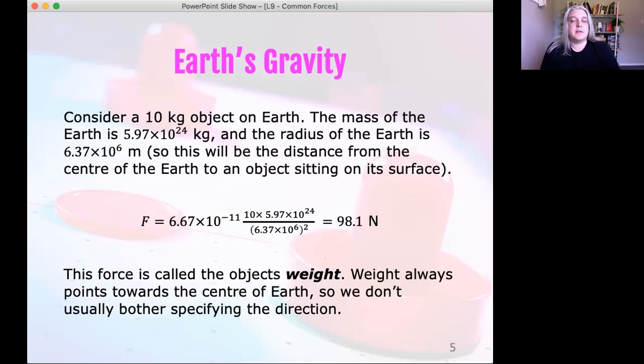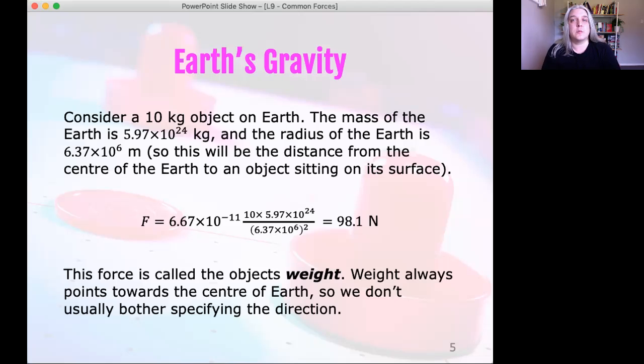On Earth, if you take a 10 kilogram object and you use the mass of the Earth as 5.97 times 10 to the 24 kilograms, which is approximately correct, and the radius of the Earth as 6.37 times 10 to the 6 meters, again, that's about right. The Earth isn't a perfect sphere, but it's pretty close, so we'll take that as the radius. And if you put those numbers in, you get a force on a 10 kilogram object of 98.1 newtons. And this force is called the object's weight.